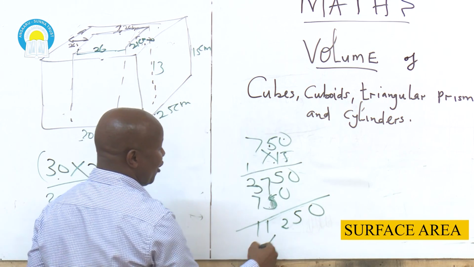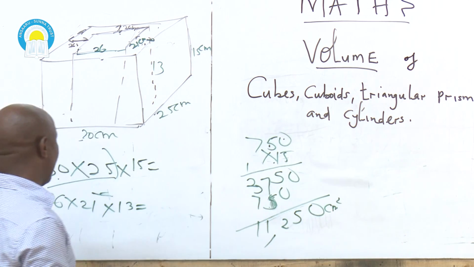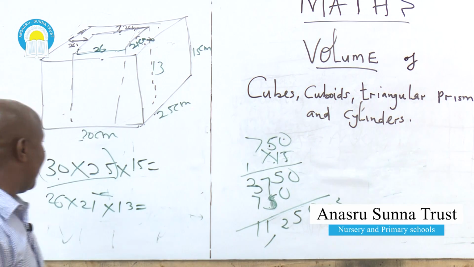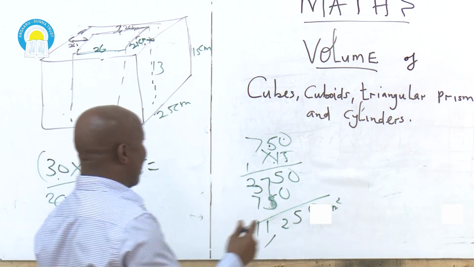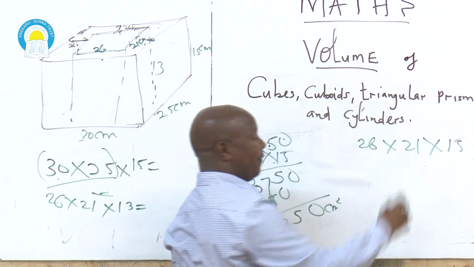You get 11,250 cubic centimeters. Take away now the volume of the hole so that you get the volume of the remaining timber. Now the volume of the hole is 26 multiplied by 21 multiplied by 15.